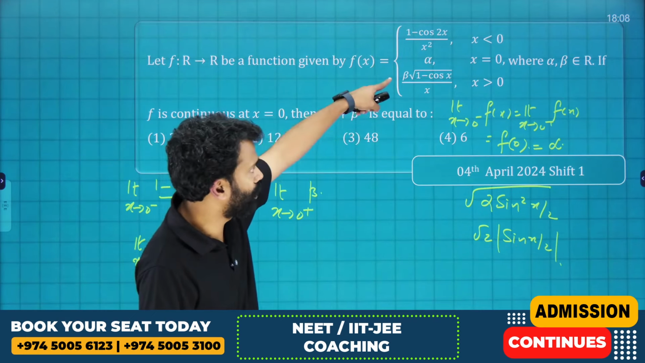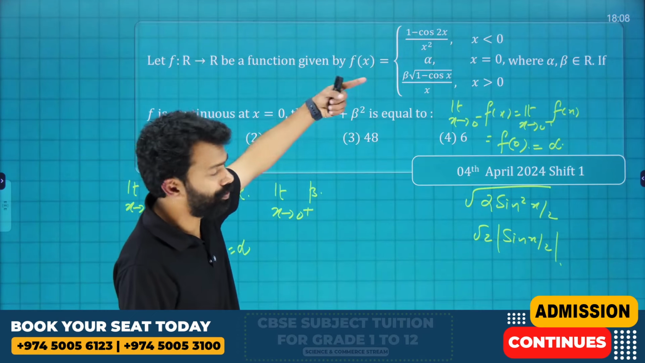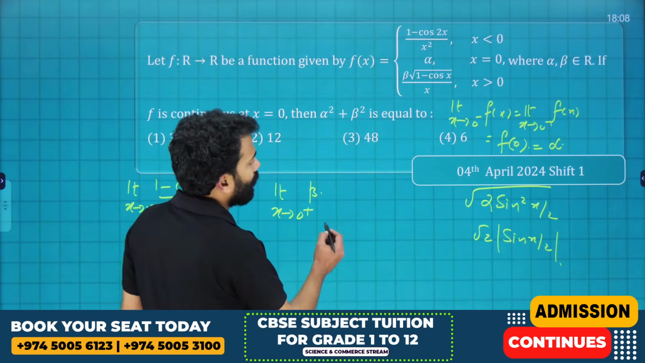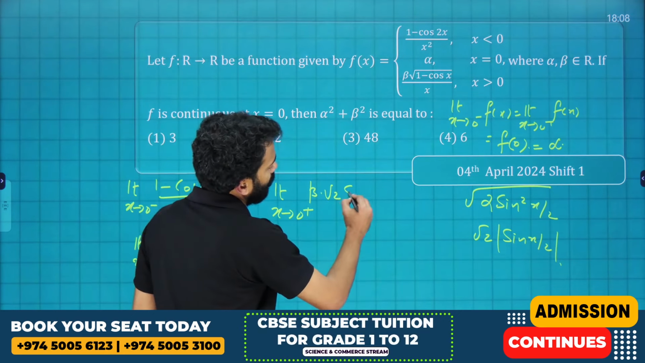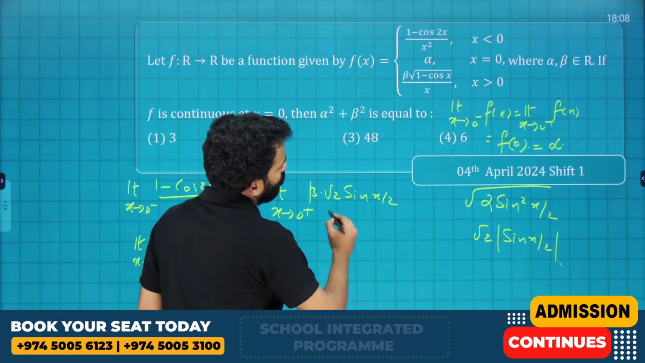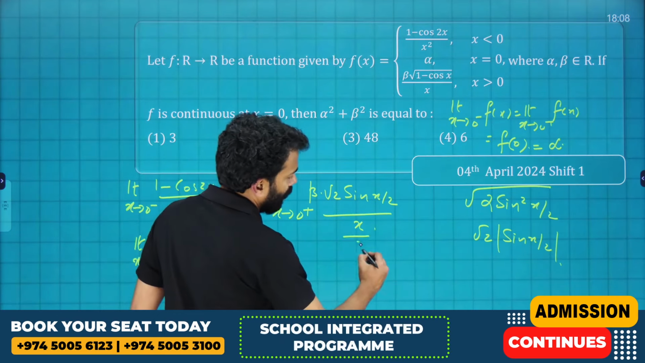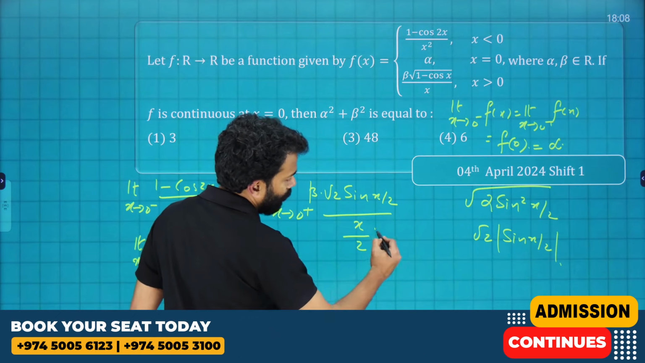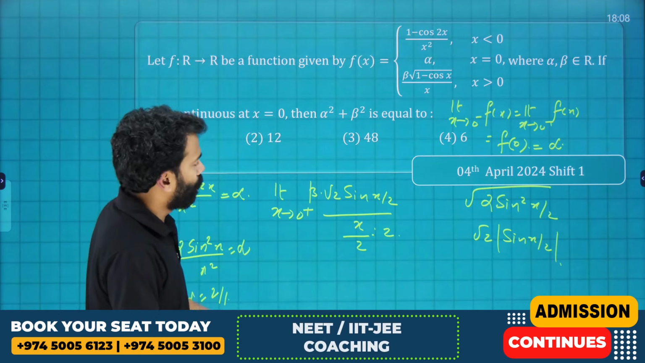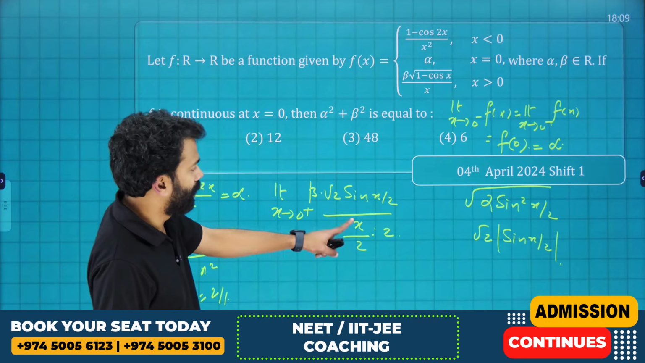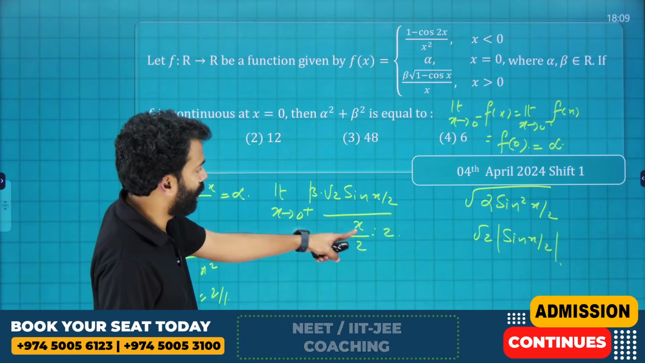Therefore, after applying trigonometric formulas here, you will get beta into root 2 into sine x by 2 divided by x. To balance it, you need to divide here and here, divide here with 2 and also here with 2. So what is sine x by 2 by x by 2? That is 1, and beta by root 2.